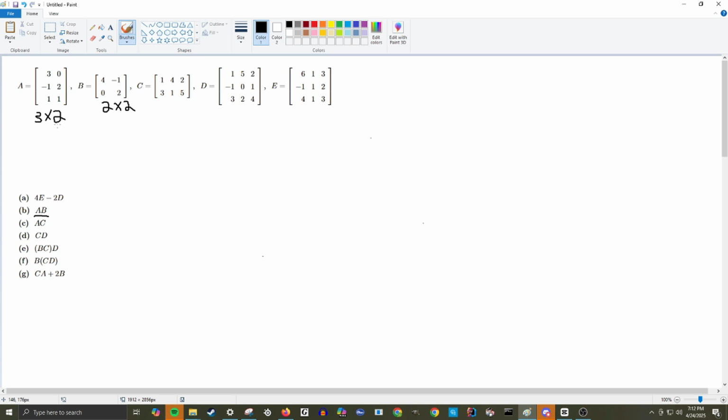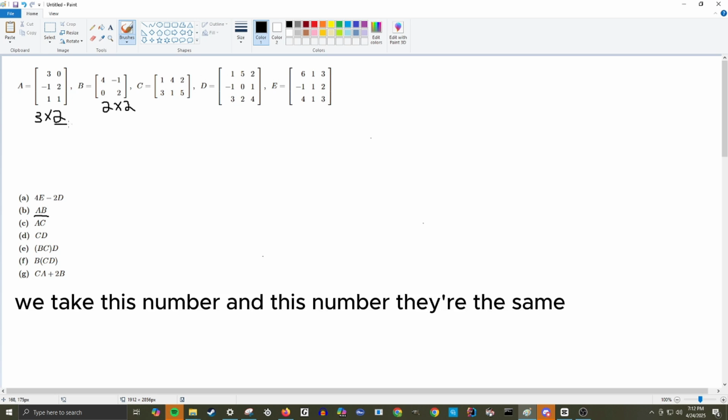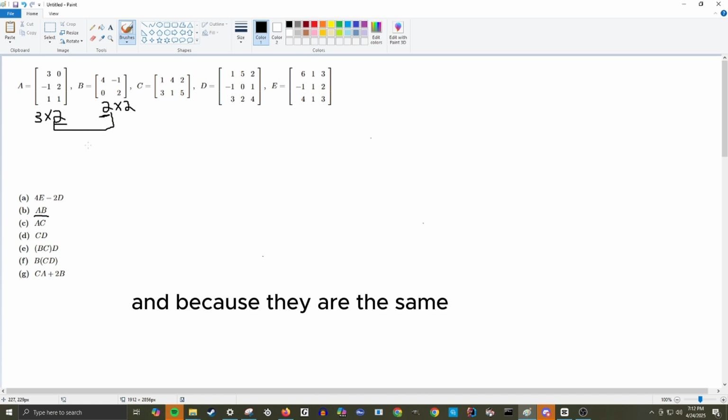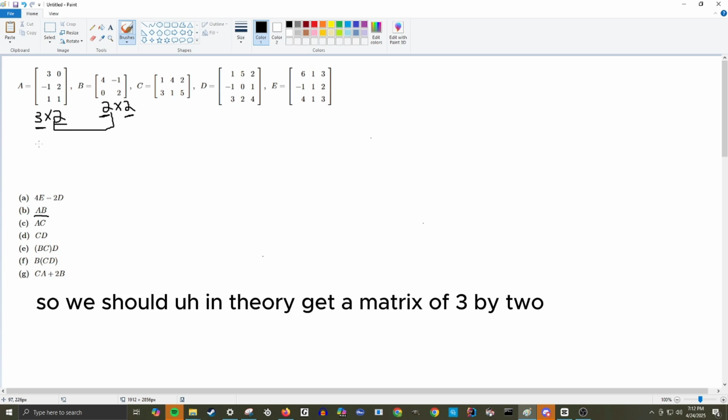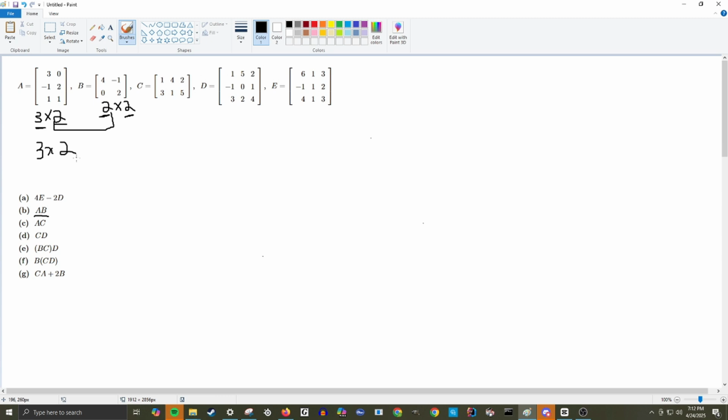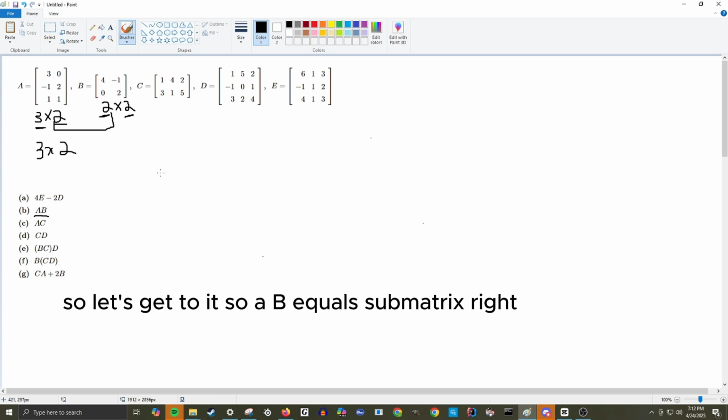So, we take this number and this number. They're the same. These are the inside numbers. And because they are the same, we're able to multiply these two matrices. Now, these outside numbers will determine the size of the resulting matrix. So we should, in theory, get a matrix of 3 by 2. So let's get to it.